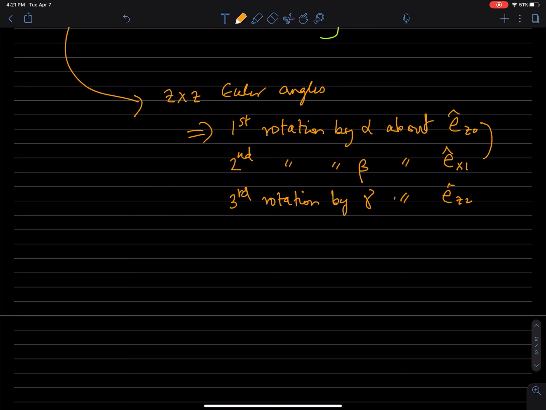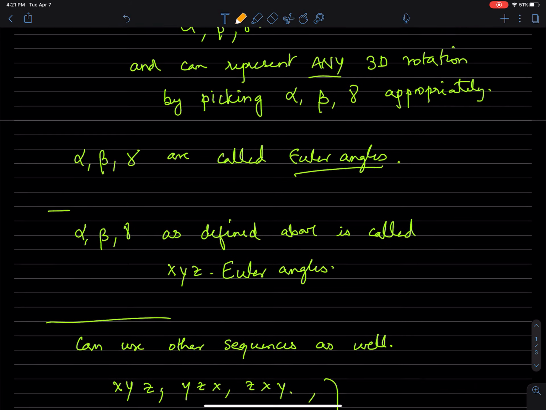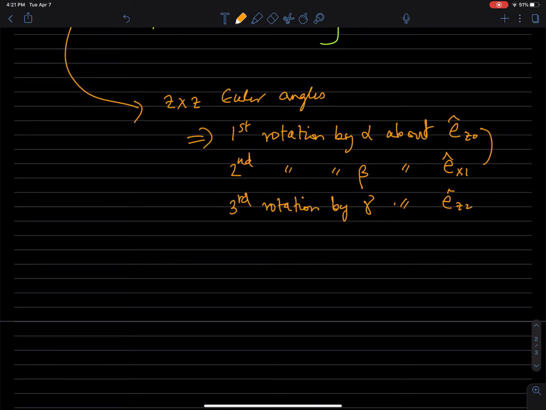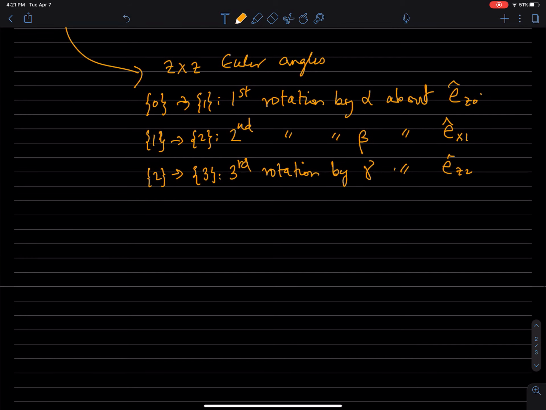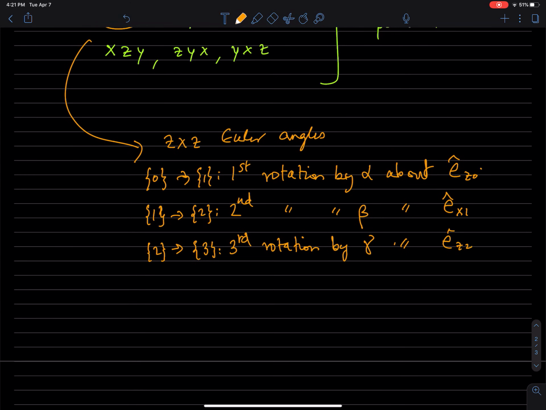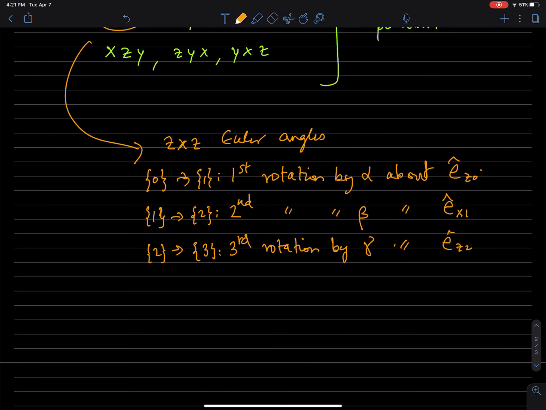So this is how you go from 0 to 1. 0 to 1 is accomplished with this. 1 to 2 is accomplished with this, and then 2 to 3 is accomplished with this. Okay. So that would be called ZXZ Euler angles.